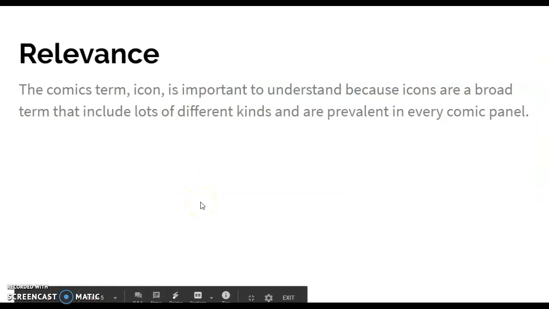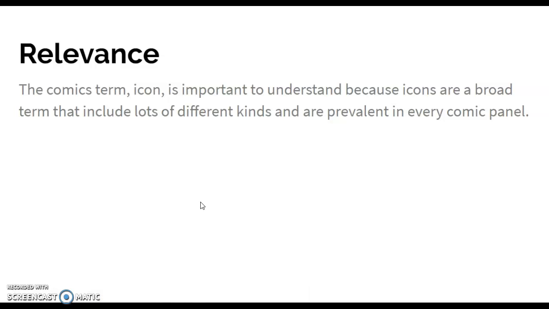And the relevance of why this comic term is important is because icons are just a broad term that have a lot of different kinds and are very relevant in every comic panel because the drawings are what make up the comics, and icons are pretty much any drawing that represents ideas.